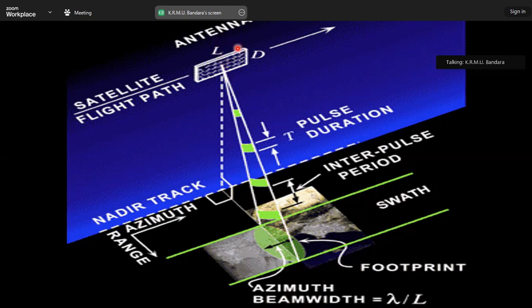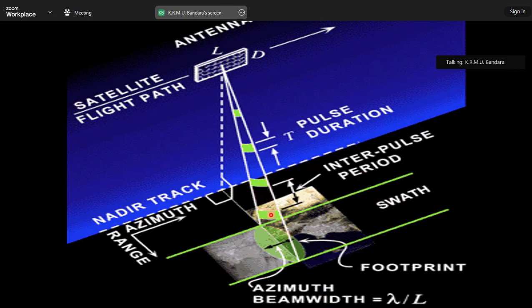To go into space-borne, with the same L, the footprint according to the height gets very large. That is why we are using the SAR system in this direction. I will explain when we come to SAR. Nadir track, azimuth direction, flight path. Azimuth direction is the along-track direction; cross-track direction is the range direction.